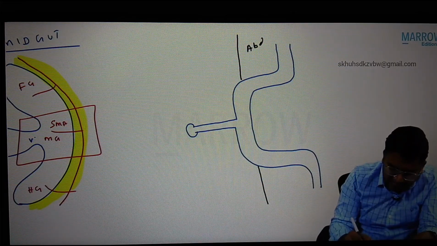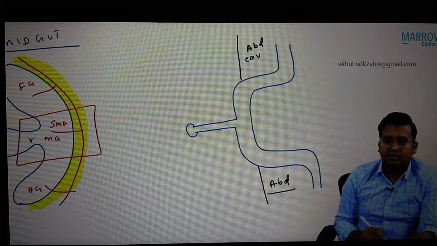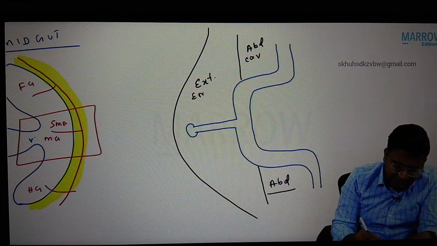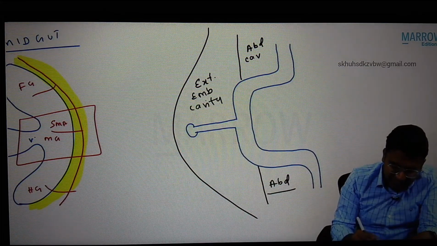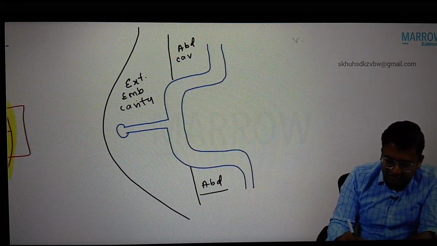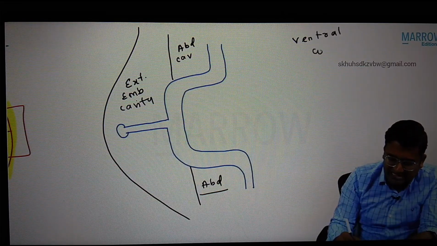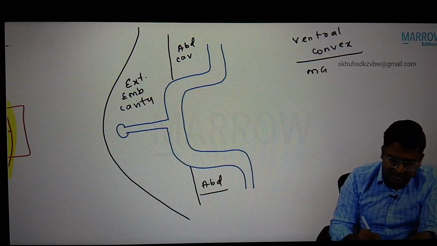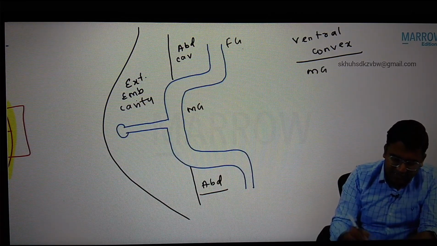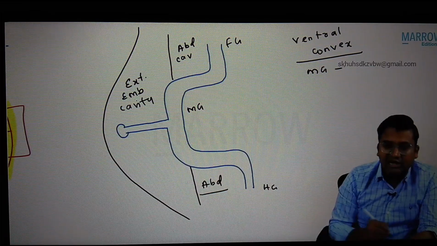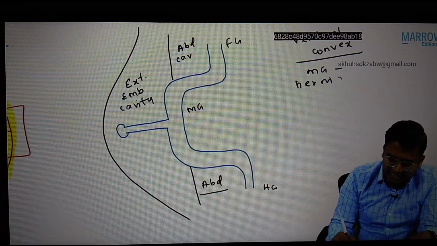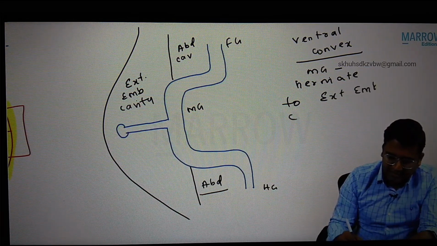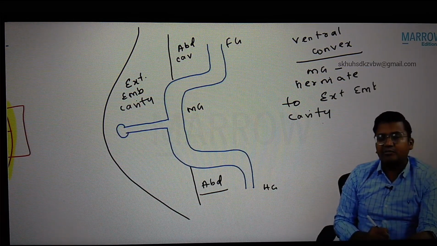Now this is our abdominal cavity, and this is our extra embryonic cavity. So for the midgut loop, you see the ventral convexity. Why ventral convexity? Because this is the midgut, this is foregut and this is the hindgut. The midgut loop herniates into the extra embryonic cavity.